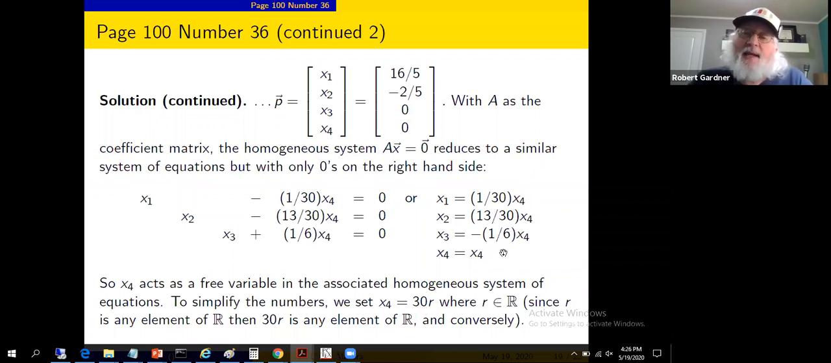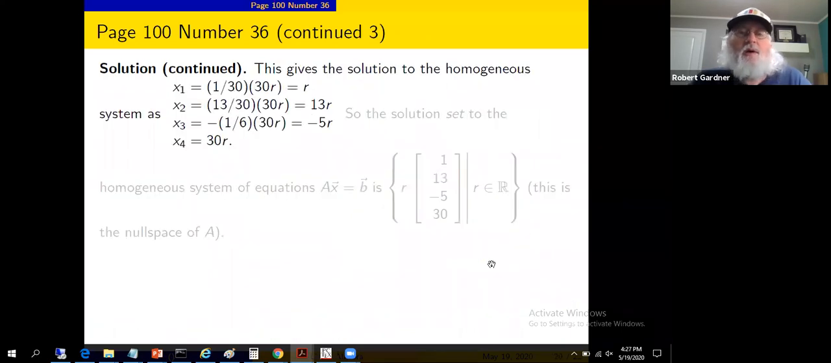Substituting in, I see the cancellation occur. All right, we'll pick up a 30r down here. x4 equals 30r, so be a little careful on that. Going to the next slide, we're plugging in x4 equals 30r. That will produce these values in terms of r for x1, x2, x3, and x4.